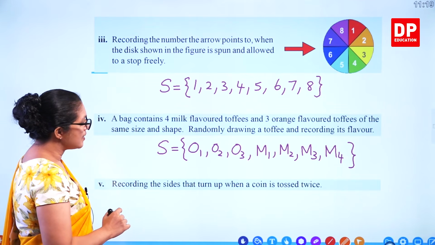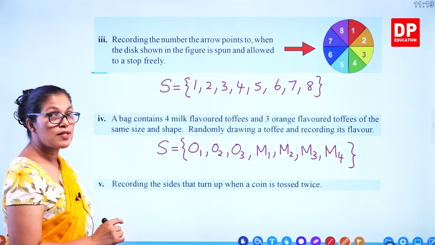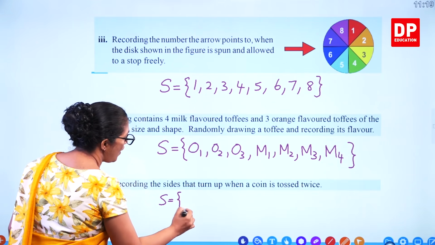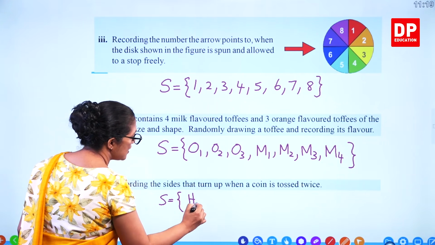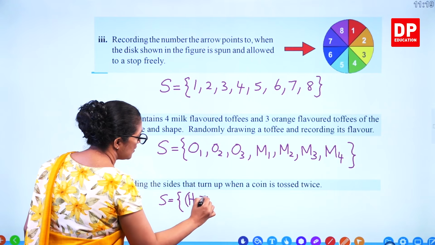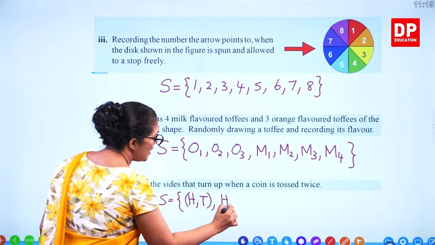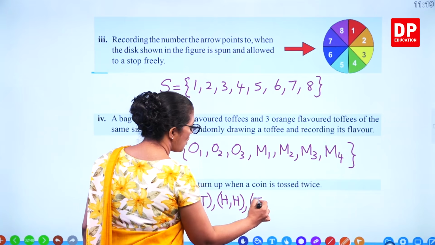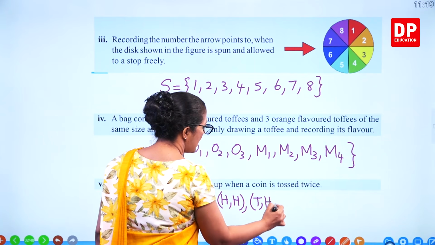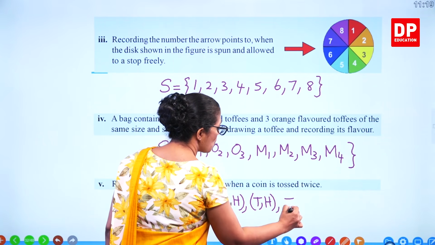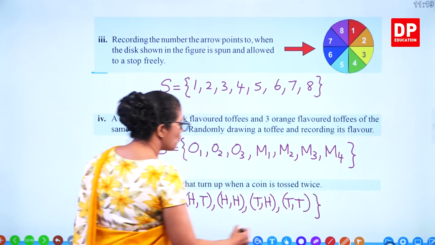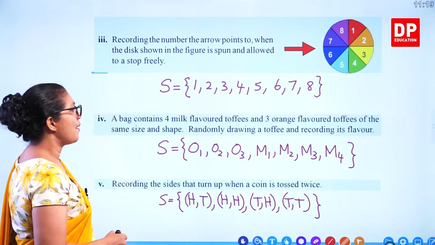Recording the sides that turn up when a coin is tossed twice. So we know that first one head, second one tail. Or first one head and second one head. And first one tail with second one head. Or first one tail and the second one tail. So 4 possibilities are there.